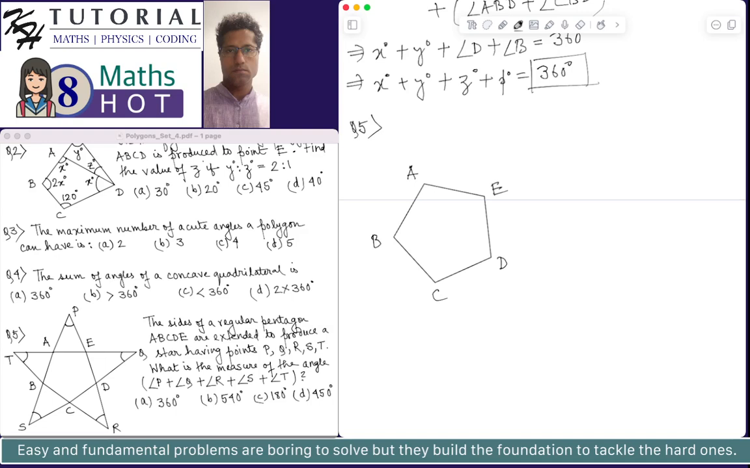It is saying that all the sides are extended to produce a star. Okay, so if I extend the side AB, let's say over here, and I extend the side DE, they must intersect something like this. So this is point P. Similarly, the diagram may not be perfect, but I hope you will get the idea.